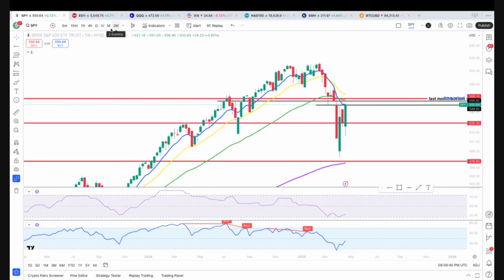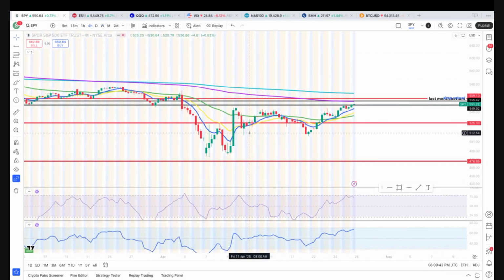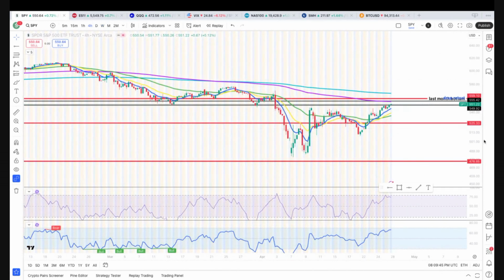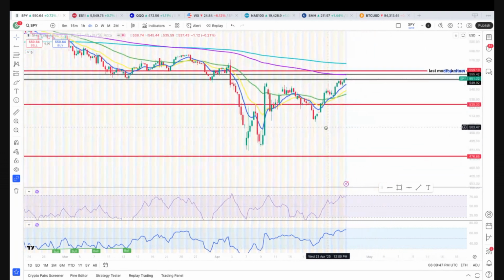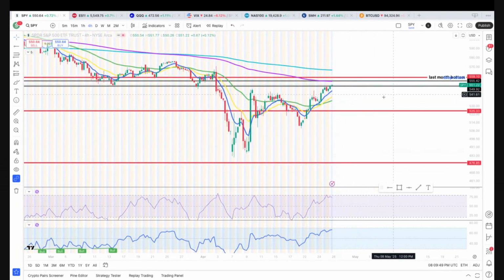All right, so that's the weekly. Let's go to the 4-hour real quick and see what's going on. So on the 4-hour, when I look to see if I'll be able to break through a level, I check my RSI. This kind of shows me how much gas is in my car.